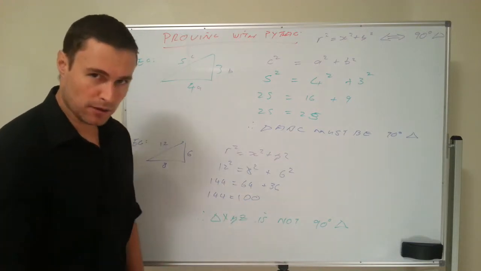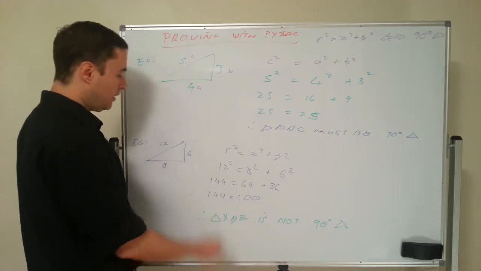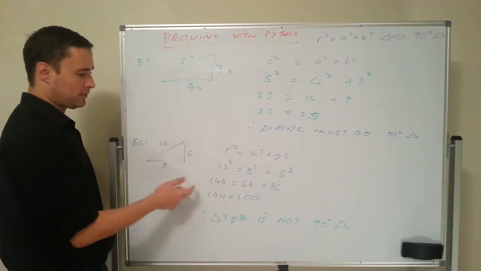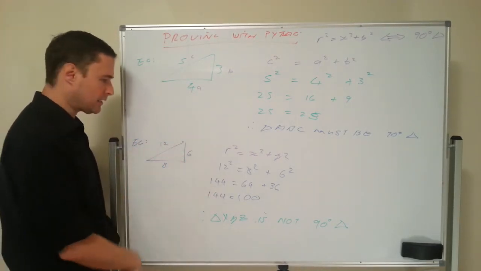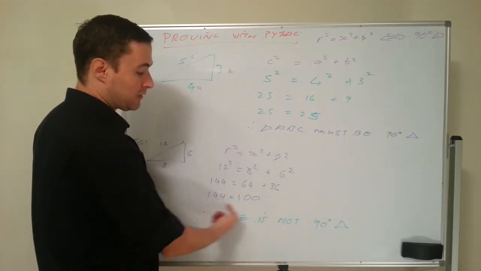This is an excellent example as well of why Pythag only works in a right-angled triangle. Because if I still put the things in, I have to call the hypotenuse the long side since it's not a right angle, and the two short sides, I put them in, and I don't get something that's true.